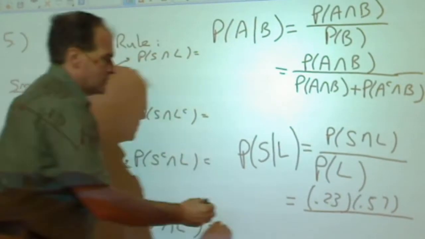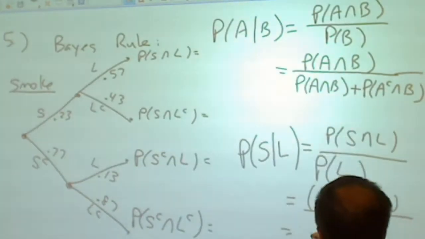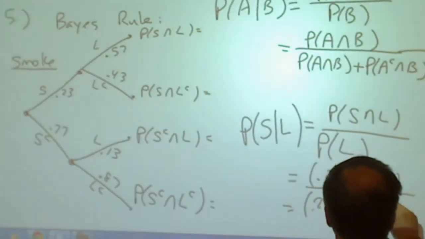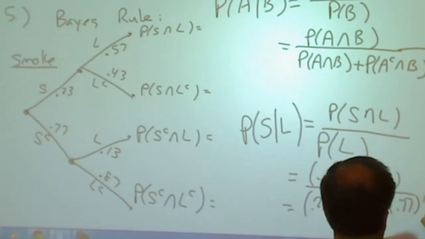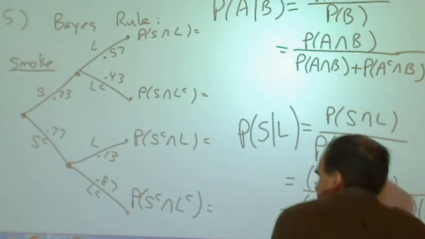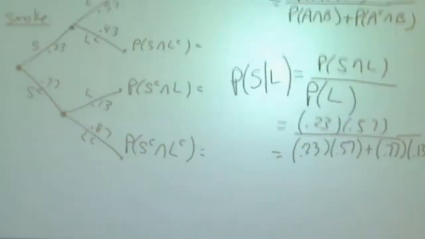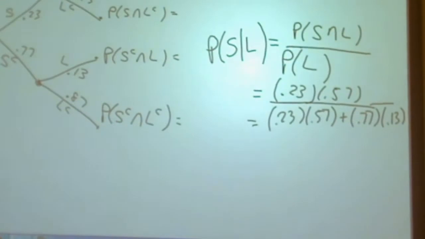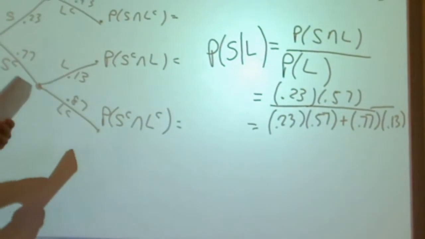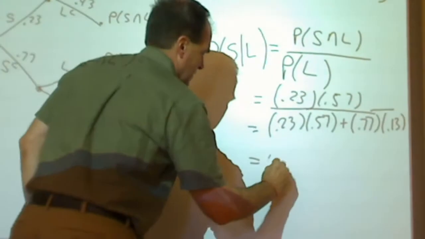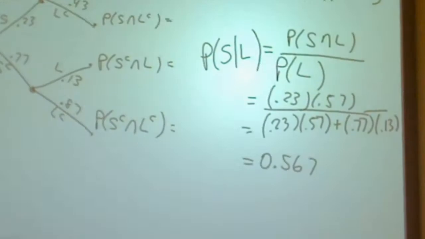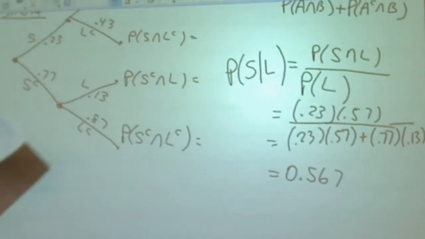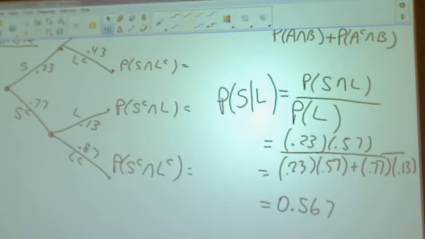So this is 0.23 times 0.57 plus that one, 0.77 times 0.13. And if you do that, you will get 0.567. So someone who has the lung condition, 56.7% that they smoked.